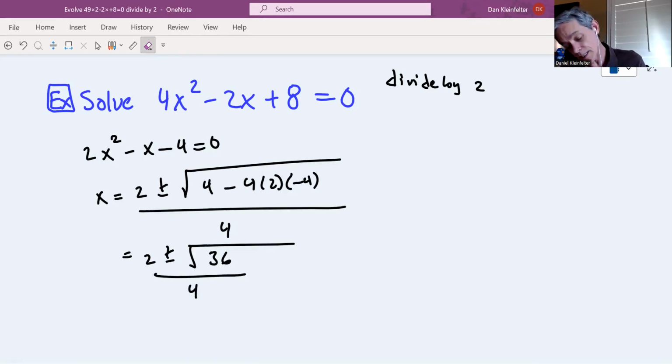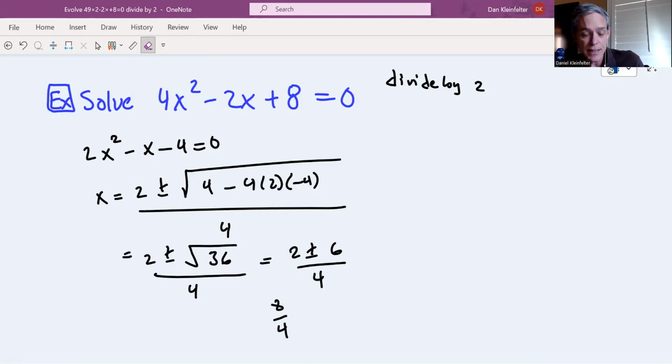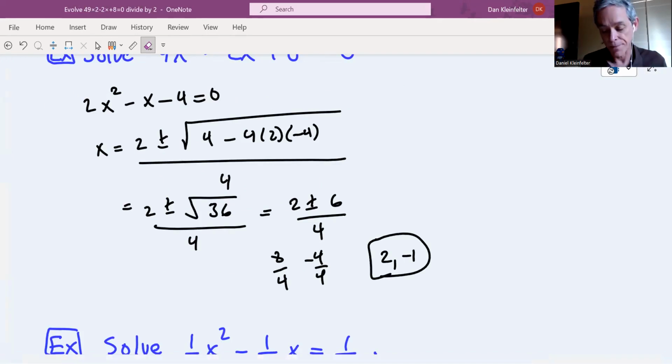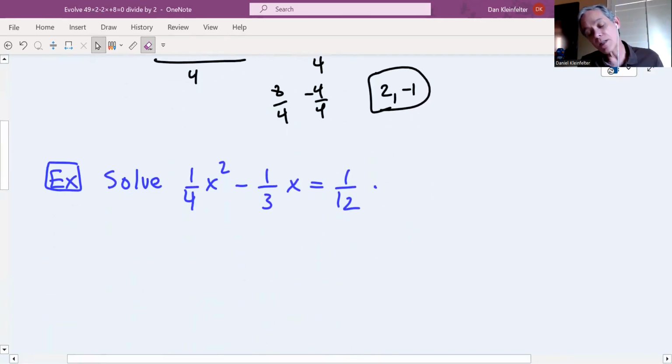The square root of 36 is just going to be 6, isn't it? So we'll have 2 plus or minus 6 over 4. 2 plus 6 is 8. 2 minus 6 is -4. So this will give us 2 and -1. So once again, here's one that would have factored if I had tried. Okay, let's try another one.